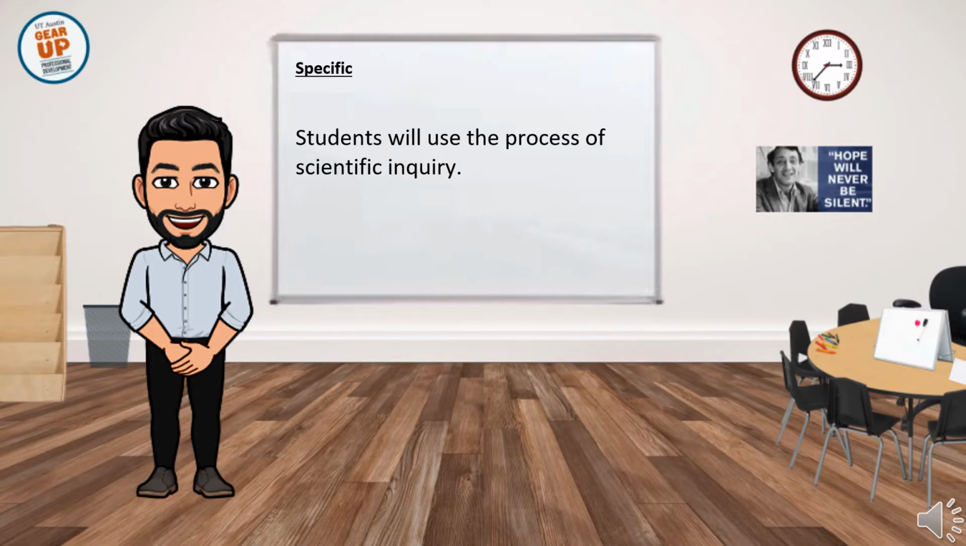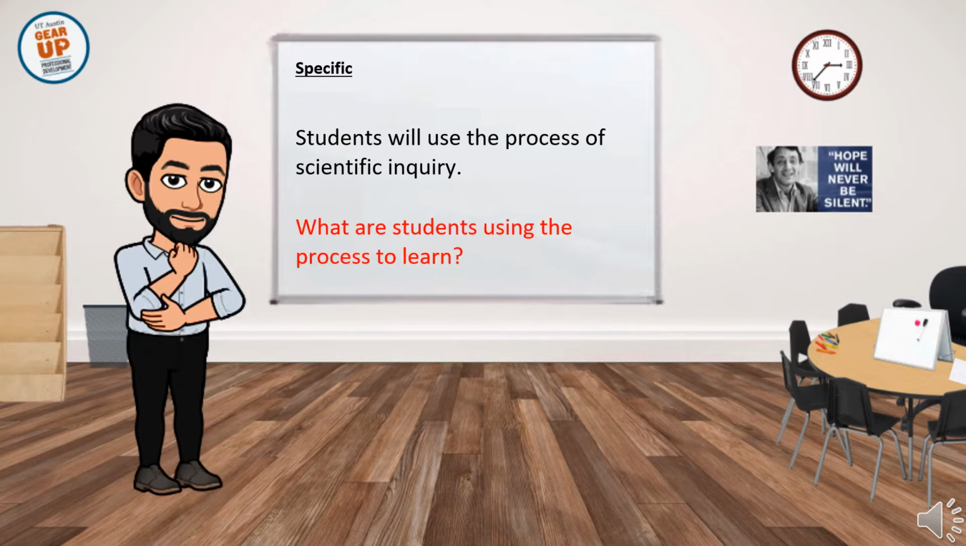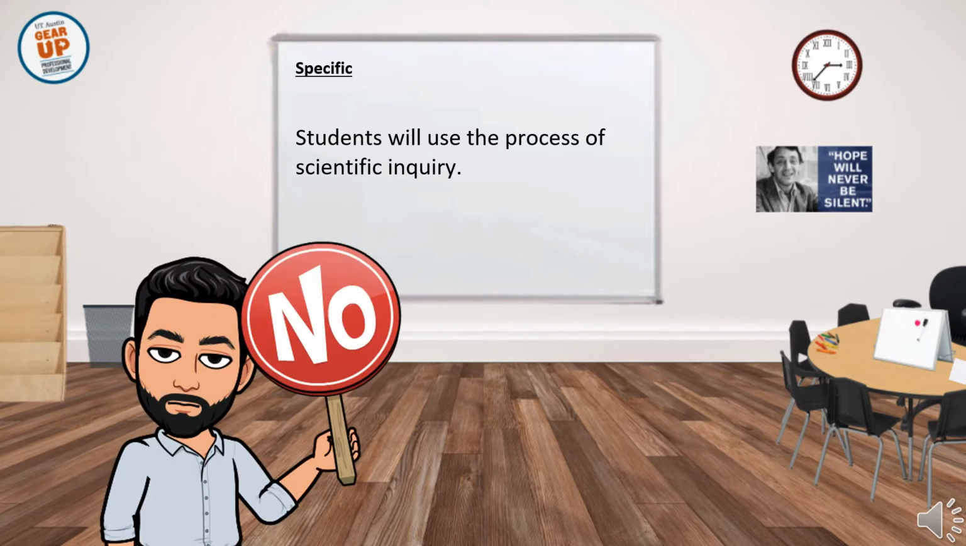Remember, criteria 1 is appropriately specific, meaning it's specific but not restrictive. Here's an example objective. Students will learn the process of scientific inquiry. Let's think, what process are students using to learn? Because I don't know what students will use the process to do, this is too broad. It's not very meaningful. It requires revision to gain balance.